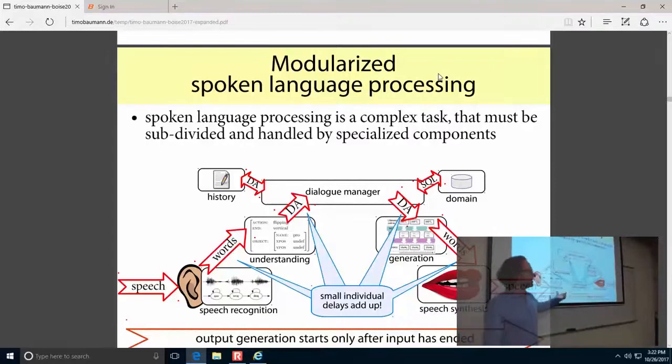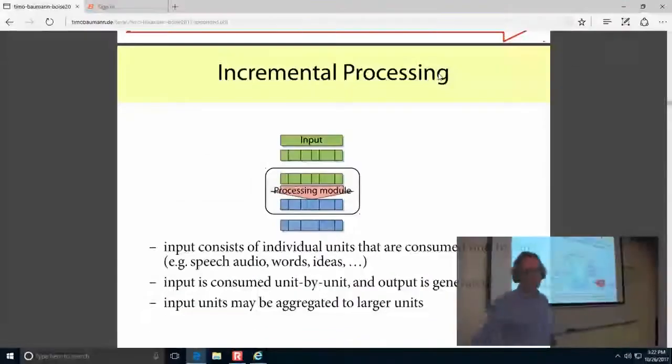And what's worse is that it's actually impossible in this model to output anything before the input has ended. And that's actually what I found most disturbing, that you can't interrupt people because this thing isn't done yet. So that's annoying. In incremental processing, the assumption is that you have input that can be subdivided into parts.